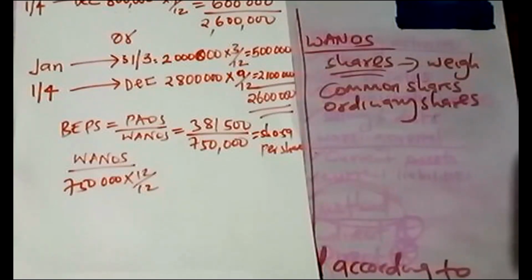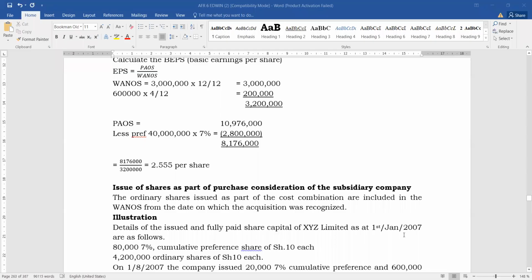So I was saying that, remember that we have already done an explanation there on the illustration, a short illustration, of which you say you are okay with that. So the next thing is all about issue of shares as part of a purchase consideration of the subsidiary company. Issue of shares as part of purchase consideration of the subsidiary company.